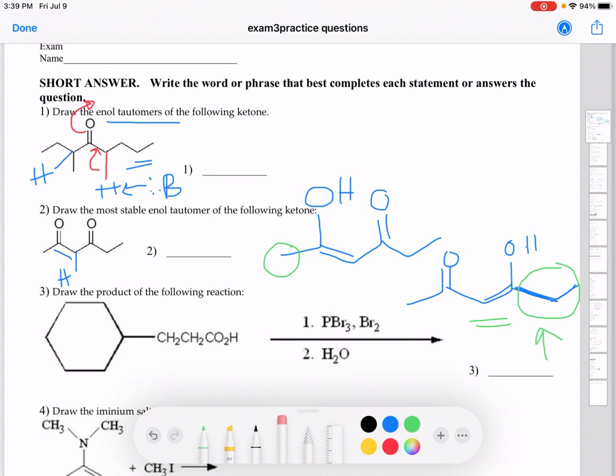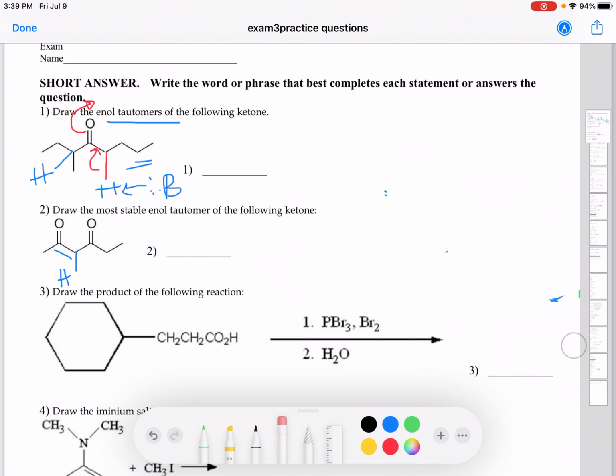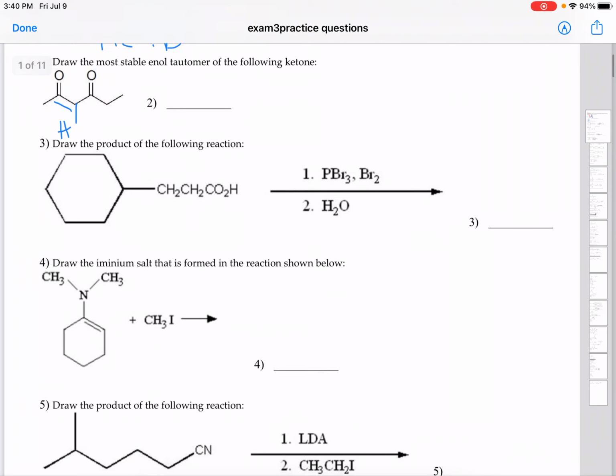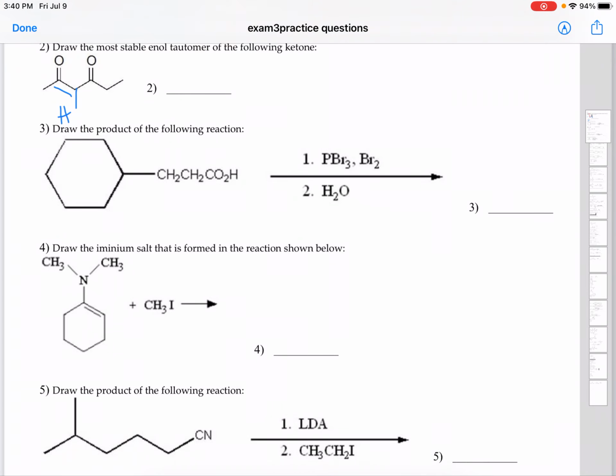And then number 3, because we have learned about alkene stability in organic 1 also, the more substituents make it more stable. And ethyl is a bigger substituent compared to methyl. Draw the product of the following reaction.